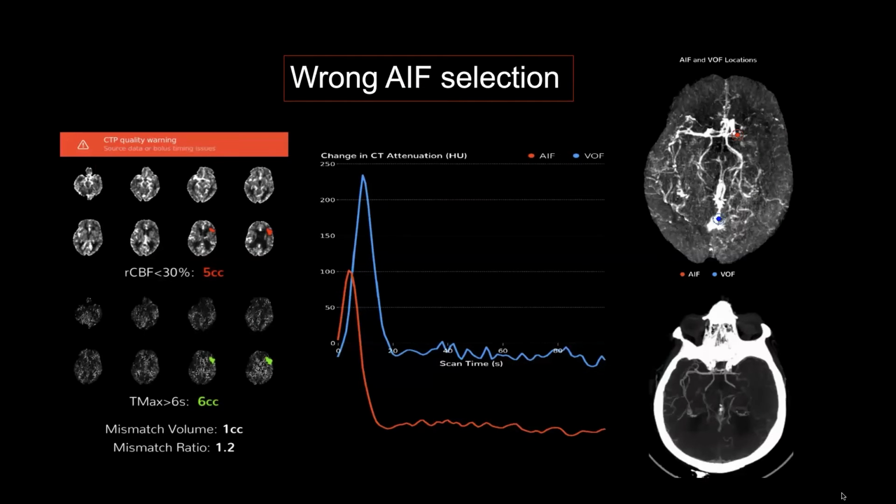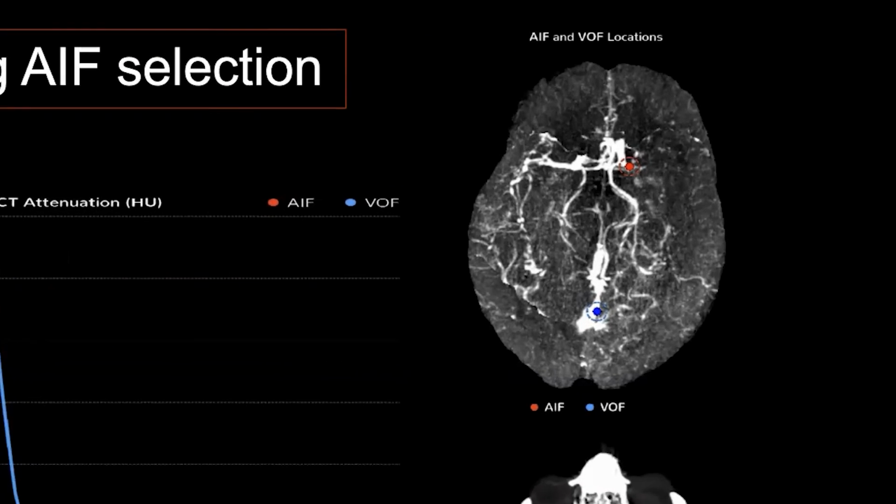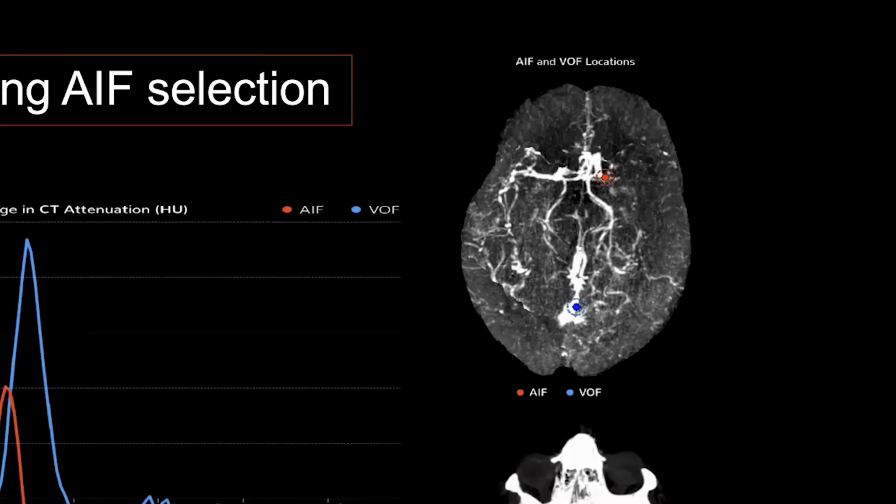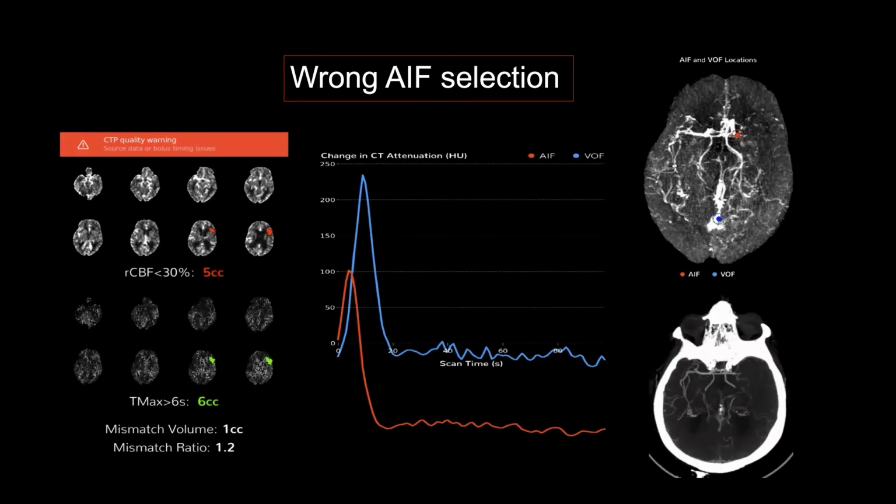What about wrong arterial or venous input selection? So in this case, again, you've got a warning over here, something is off in the source data, maybe there is a bolus timing issue. If I look at where the software is selecting it, it is actually putting this red dot in the occluded artery. Ideally, it should be on the opposite side. And in my experience, the automated softwares do a really good job in selecting the venous and the arterial input.